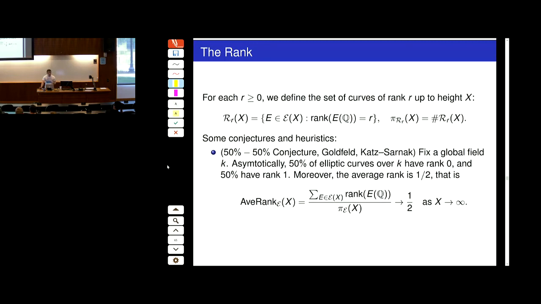When you look at the data, it looks very different from this. But we are allegedly only able to look at very tiny amounts of data in principle so far. And so, moreover, the average rank, so if you do the sum of all ranks up to height x divided by the number of elliptic curves up to height x, that should go to 1/2 as x goes to infinity. It was formulated, I don't have the year, I'm not sure, the 70s or something.